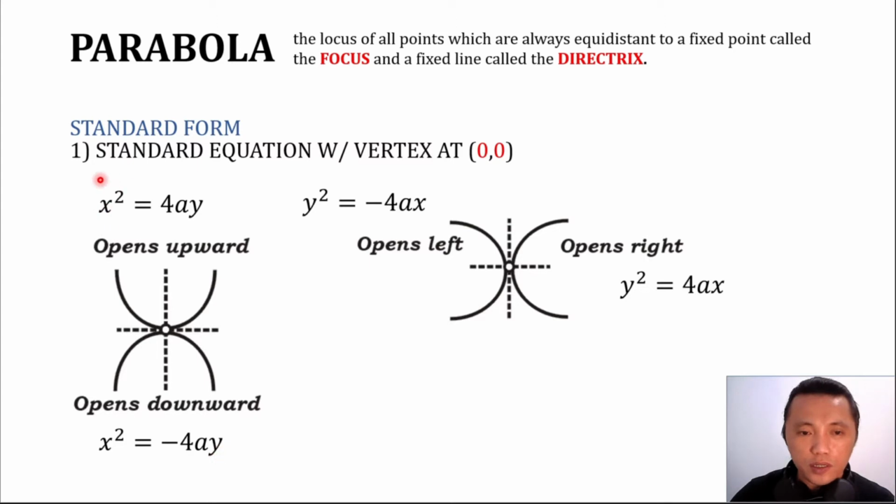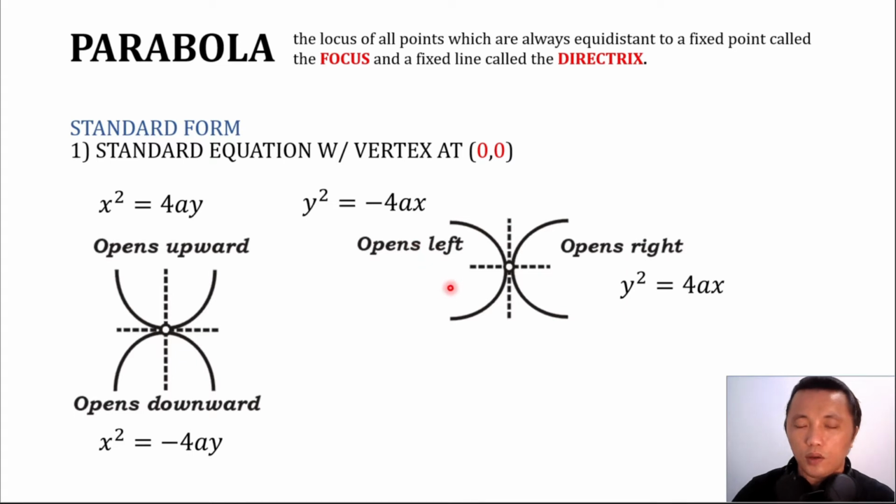We have to look at first where the square is placed. So if the square is placed on the x, it's either upward or downward. After that, you have to look at the signs. If it is positive, so upward. If it is negative, downward. So if it is placed on the y, so you have y squared, so you have two values of y. So it's either opening left or right. So you have to check if it is negative or positive.